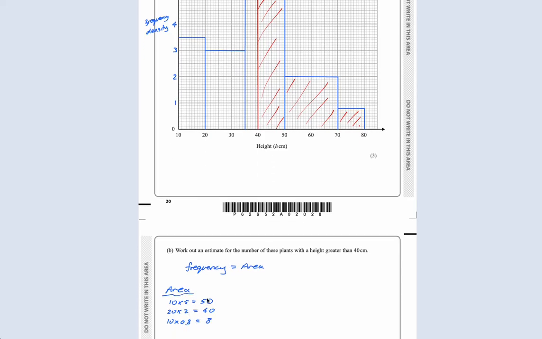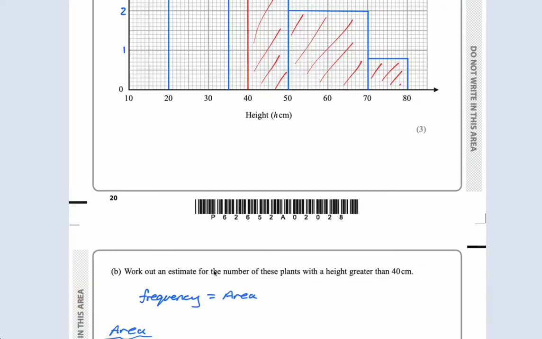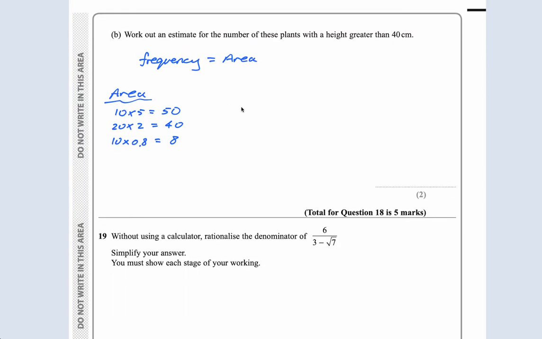So the only bit I really needed to figure out was this 10 times 5. It's an estimate because I don't actually know how long these people took. I just know they took between 35 and 50. So I just add up these numbers and I get 98. So the frequency equals 50 plus 40 plus 8 equals 98. This here, guys, is 98.